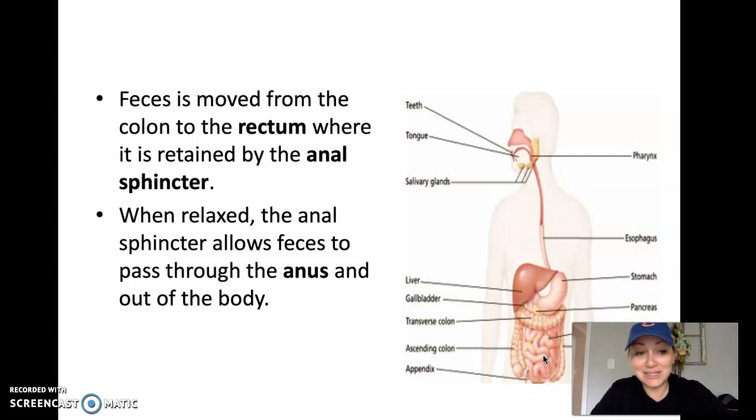The sigmoid colon is actually what gives shape to your poo. So if it comes out all curly or straight or whatever, it's because of that.